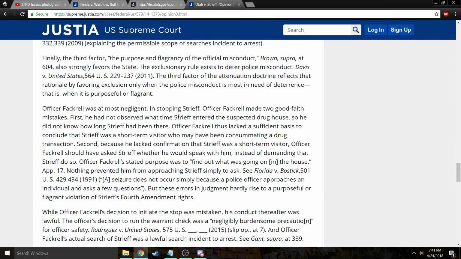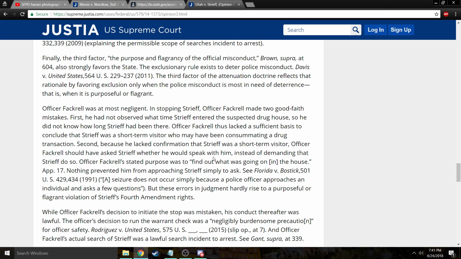He hadn't observed the time that Streif entered the drug house, so he didn't know how long Streif had been there. He lacked a sufficient basis to conclude that Streif was a short-term visitor who may have been consummating a drug transaction. And because he lacked that, he should have asked Streif whether he could speak to him instead of demanding Streif do so. So he didn't have a reasonable suspicion to make the detention.